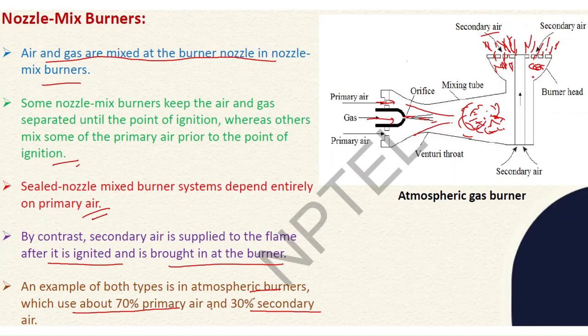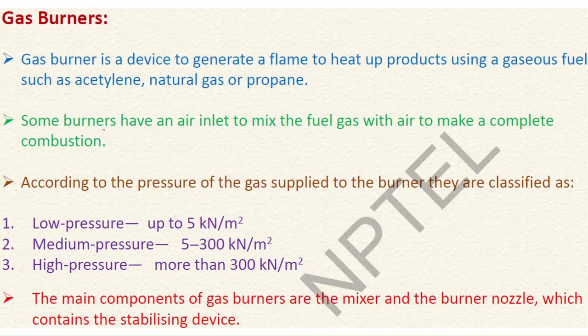It means that in the atmospheric burners, basically, suppose we take the example of our gas burners, gas stoves in our kitchens, 70% air is given as primary air, and 30% air it takes from the surroundings after burning. Okay. Coming on to the gas burners, it is a device to generate a flame to heat up products using a gaseous fuel.